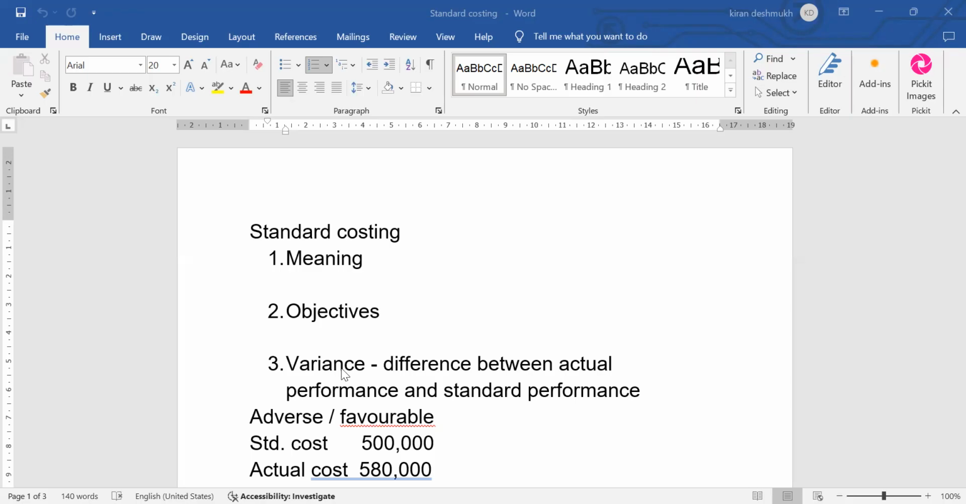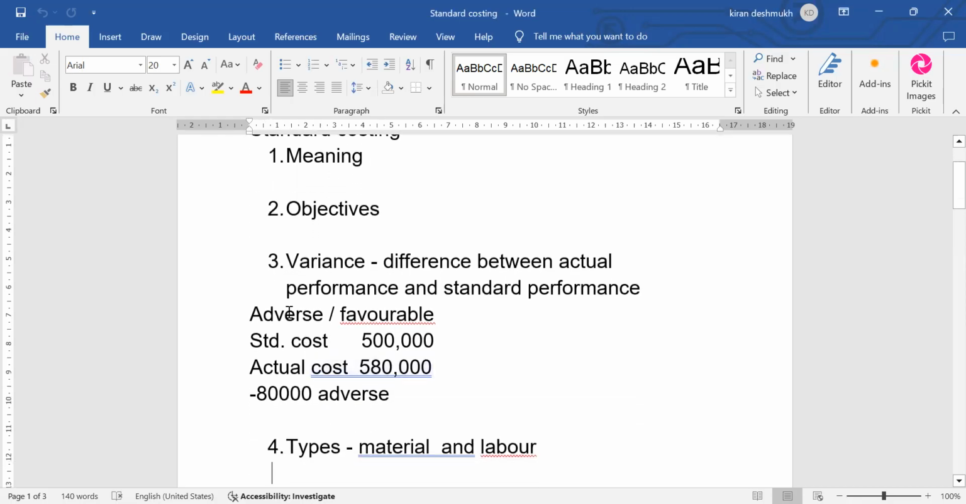Variance means the difference between actual activities or actual cost and the standard cost which we have decided. Actual is known after we do the production, whereas standard is decided before we do the production. Both differences are called a variance. Now this variance can be adverse or favorable. Adverse is negative and favorable is positive.